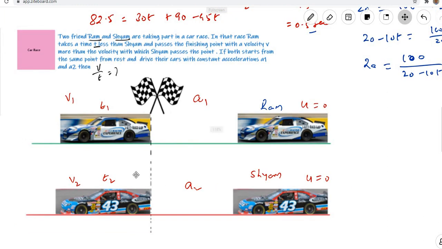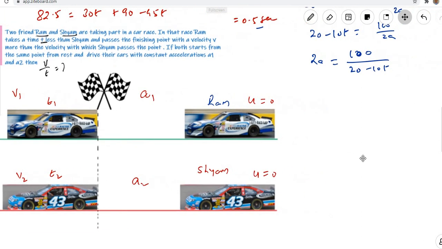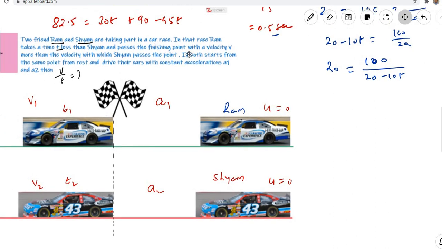Right. So there is one important condition we should understand. What is given? In that race, Ram takes a time t less than Sham. So the difference between the times is t2 minus t1 is equal to t. And one more condition is given, he finishes the point with a velocity v more than Sham, so that means v1 minus v2 is equal to v. So these are two important conditions you should understand.